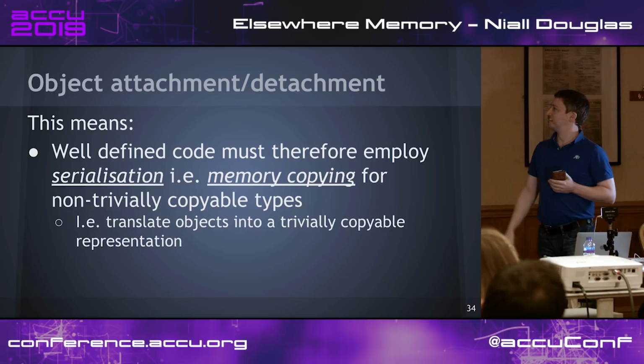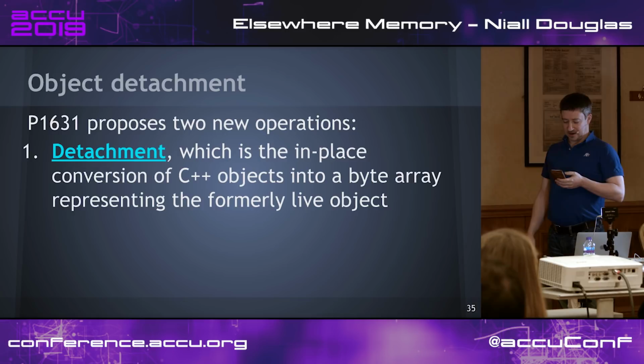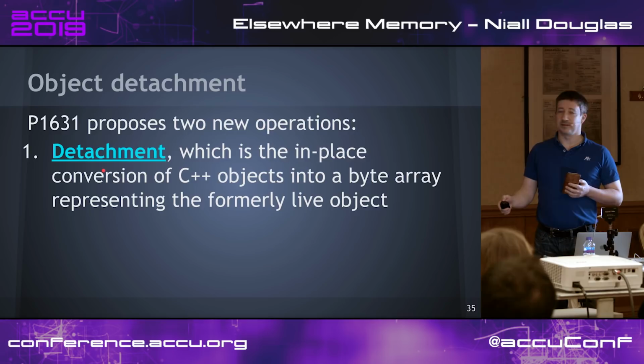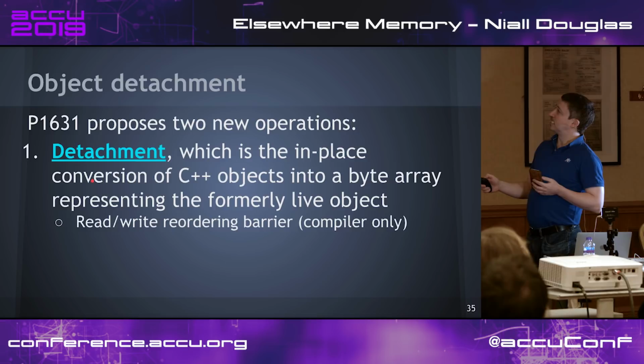So here we go. Here are the two new operations that are being proposed by the paper. The first is detachment. Now, as with all naming things, everybody's going to hate the naming. Everybody's going to bike shed the naming. You can call it zombify if you want. You can call it a long list of things, but detachment is the one I chose. So what it does is it simply says you are going to take an object, you're going to put it to sleep effectively, so you can convert it into a byte array, and it's going to have some sort of state that's now persisted.